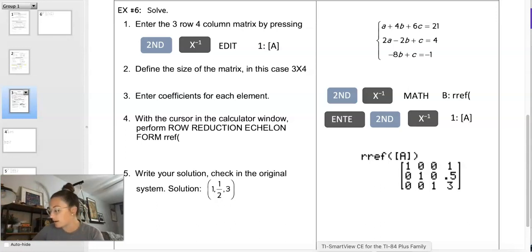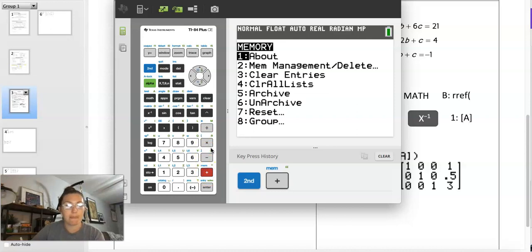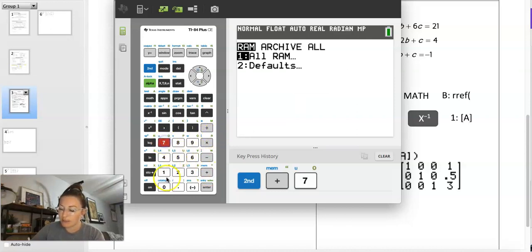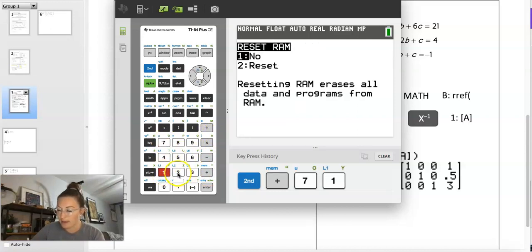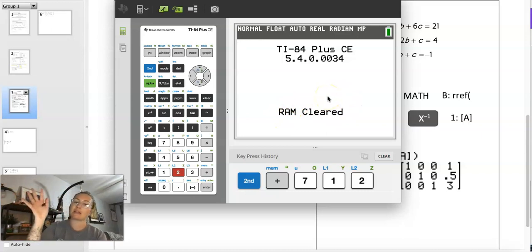Let me get my calculator out. Okay, here's my calculator. Let's go ahead and start by clearing our calculators. Remember that is second, plus sign, memory. And then it's 7, reset. And then it's 1, all RAM. And then it's 2, reset. Until it says RAM cleared, we're good. Again, remember that's just wiping everything and making sure we're back to a clean calculator.